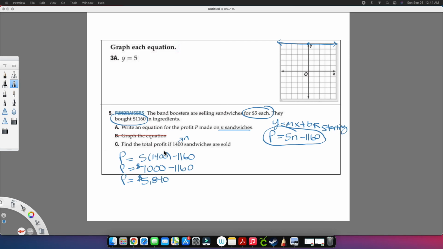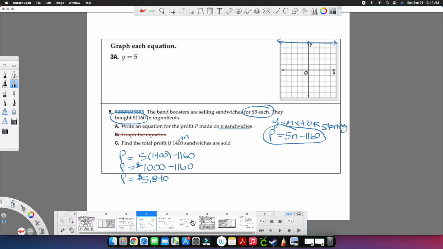So that is the end of section 1. So I will see you in section 2.